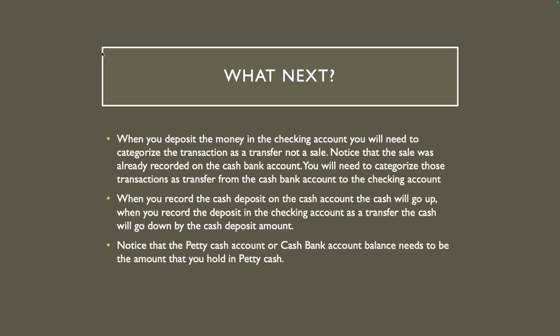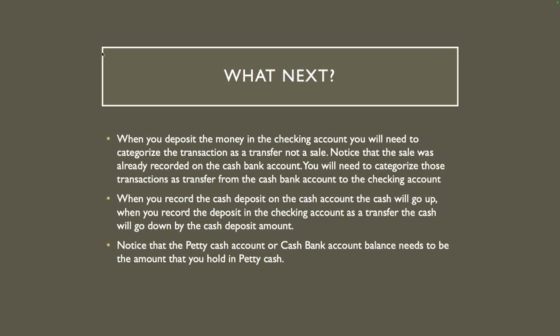Notice that the cash account balance needs to be the amount that you hold in your petty cash. That's very important. So if you hold any petty cash, say you have $300 there, so you can give change, or whatever you want to use your petty cash for, maybe pay some people, keep in mind that the amount in your cash account needs to be whatever you keep there. Now if you use that to pay some bills, you want to record those expenses manually, because the cash account is not linked with anything, so any money out has to be manually recorded.